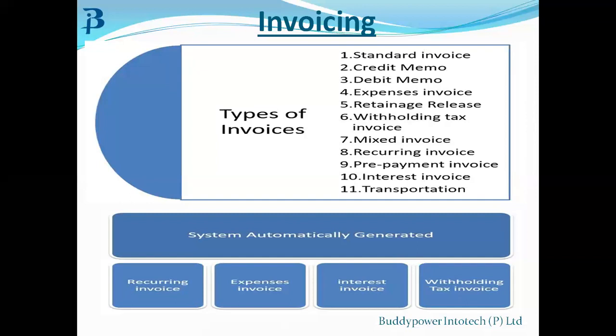I've just given a small example of 1 month. This usually happens in big construction companies, where the work in progress goes on for almost a year or two. In that scenario, they usually use this retainage release invoice. You got the point there, that's clear, right? Okay, then comes the withholding.